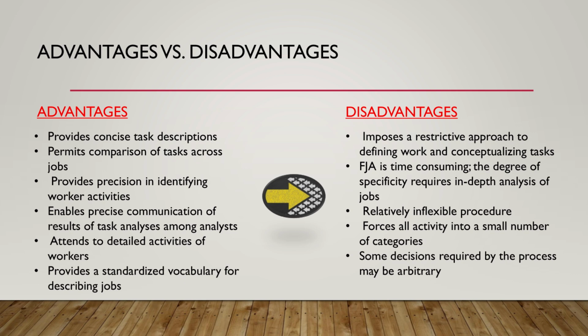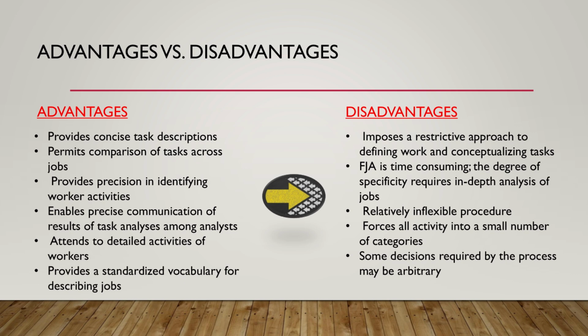The standardized format and predetermined categories may not accommodate unique job roles or evolving work practices, potentially leading to inaccuracies or oversimplifications in task descriptions. The FJA process tends to force all activities into a predefined set of categories, which may not always align with the complex and multifaceted nature of job tasks. This categorization can oversimplify job roles and overlook variations in tasks performed by different workers. Some decisions required by the FJA process may be arbitrary. Determining which tasks to include or how to categorize them may rely on subjective judgment, leading to inconsistencies or biases in the analysis results.